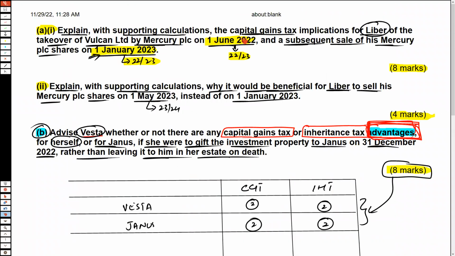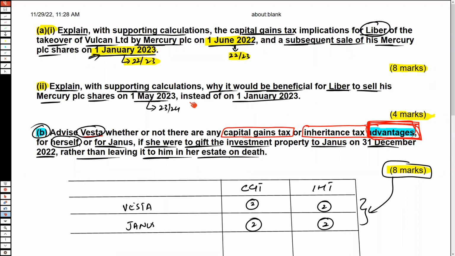A1, explain with the supporting calculation the capital gain tax implication for LIBOR of the takeover of V Limited by MPLC on this date and subsequent sale of Mercury PLC shares on 1st Jan 23. For 8 marks, very easy 8 marks. Explain with supporting calculation why it would be beneficial for LIBOR to sell his Mercury PLC shares on 1st May 23 instead of 1st Jan 23.